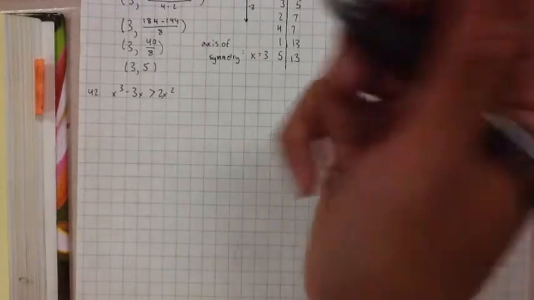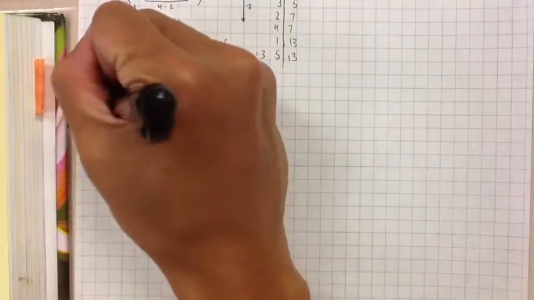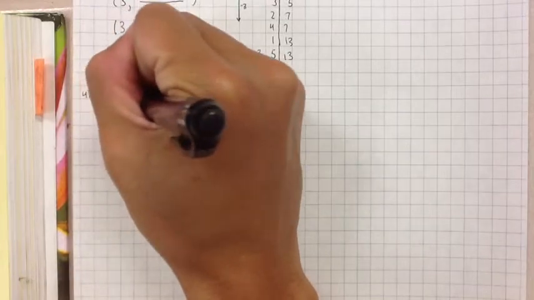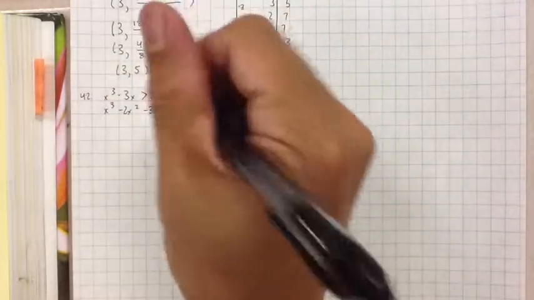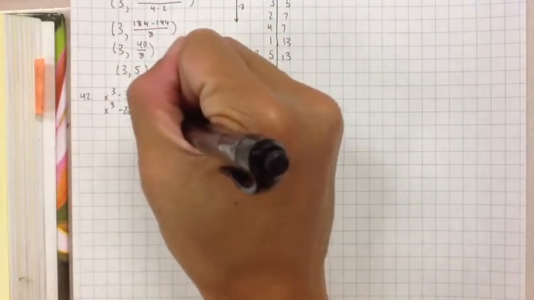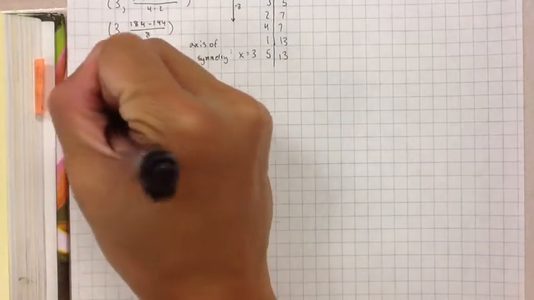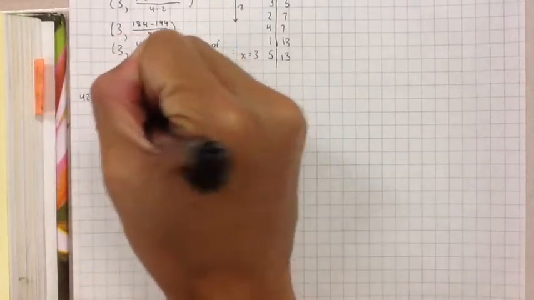Okay, that's number 34. Number 42, we are doing an inequality with an x cubed. Let's subtract that 2x squared first. It's greater than 0. Now that I have this, I want to factor. Actually, let's set this equal to 0 first, so we know what we're doing. I'm going to factor out an x. That's the most common factor.